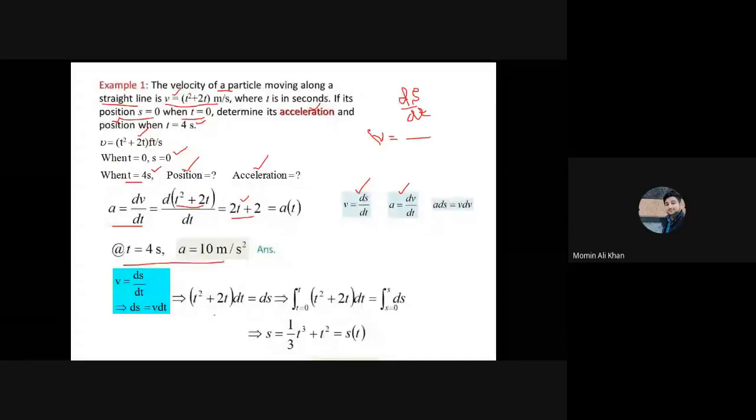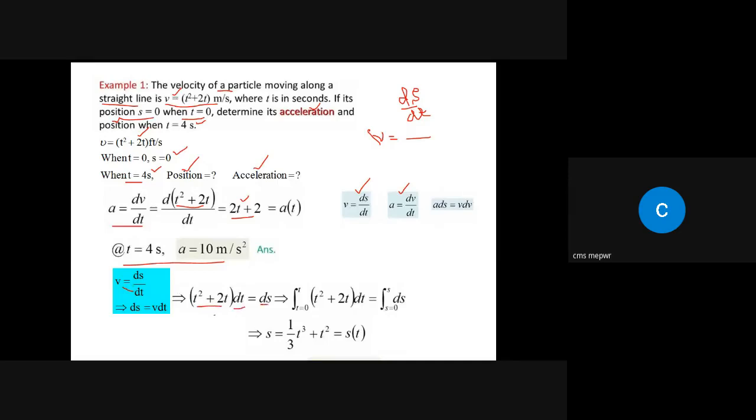Now we need to find out basically the displacement. For displacement, we can integrate this equation with respect to time. You take this v over here, so v dt is equal to ds. Instead of v, you put the equation t square plus 2t, dt will be as it is, and ds will be on this side.